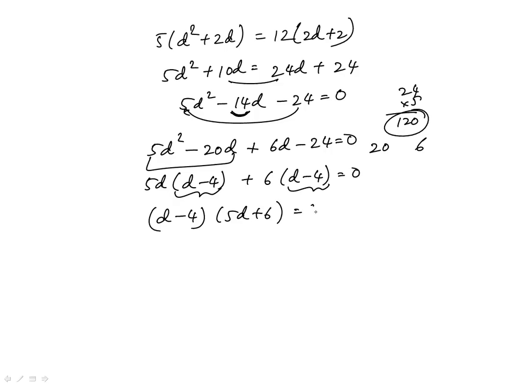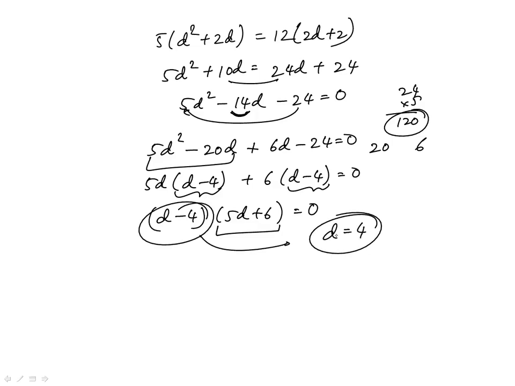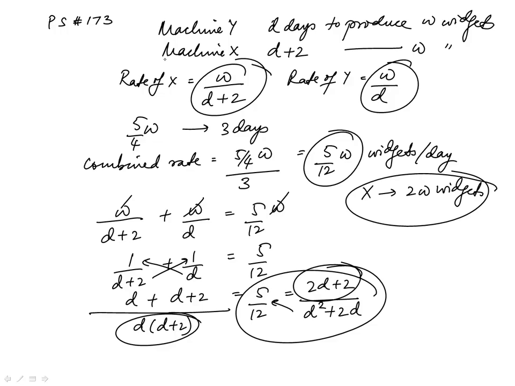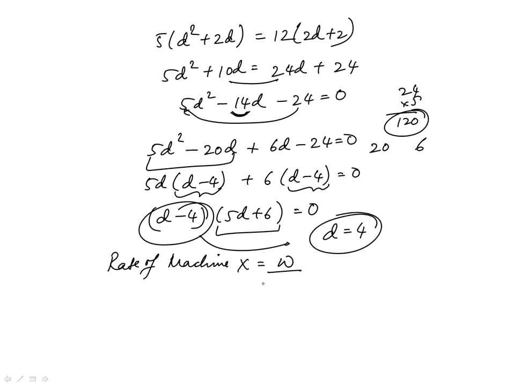Now, D has to be a positive quantity, so the negative solution doesn't give us a positive number. The value of D must be equal to 4. So we know what D is. And the rate of machine X, as we wrote earlier, the rate of machine X was W over D plus 2. So it's really W divided by 2 plus 4, or W over 6 widgets per day.